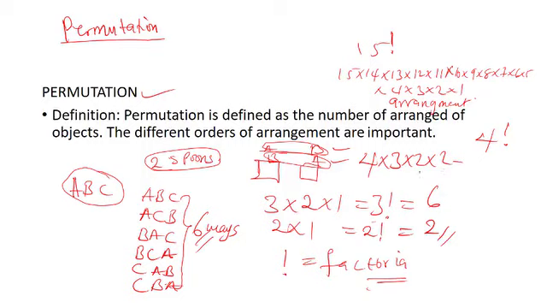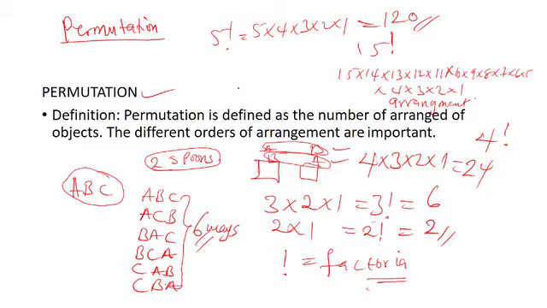So 4 factorial is 4 times 3, which is 12, times 2, which is 24, times 1, which is 24. Then 5 factorial is 5 times 4 times 3 times 2 times 1. So 5 times 4 is 20, times 3 is 60, times 2 is 120, times 1 is 120. So the value of 5 factorial is 120, and so on and so forth.